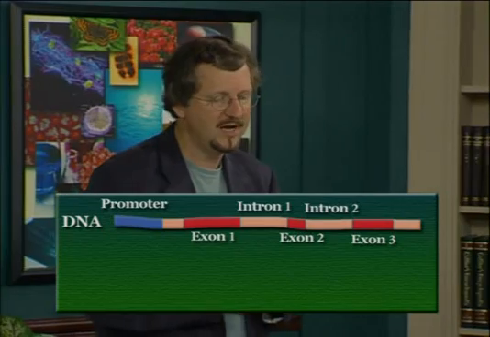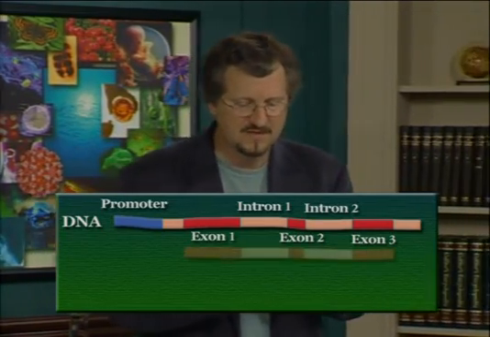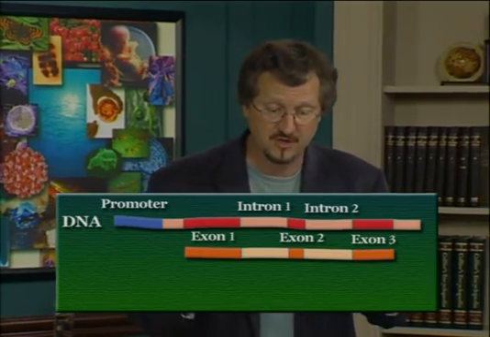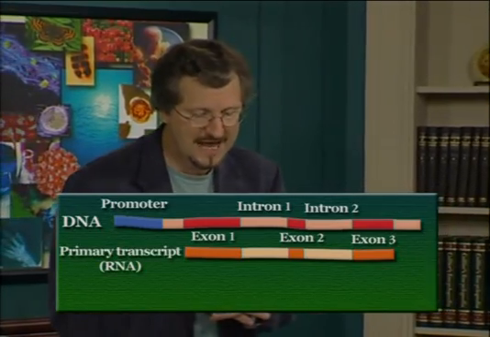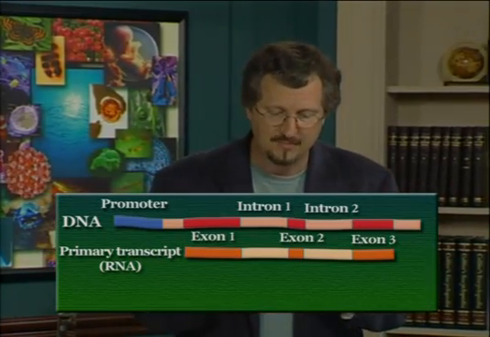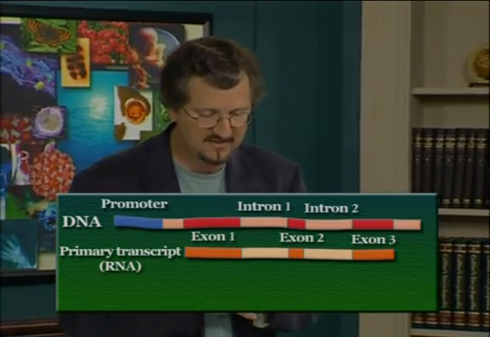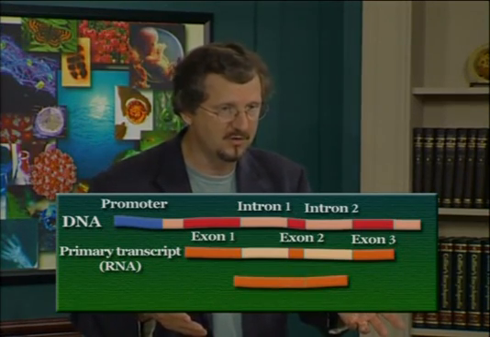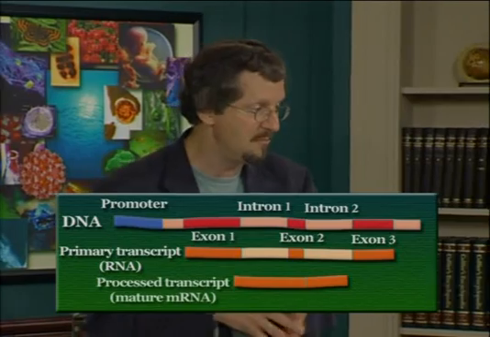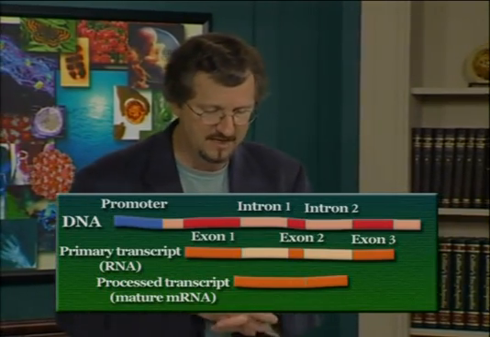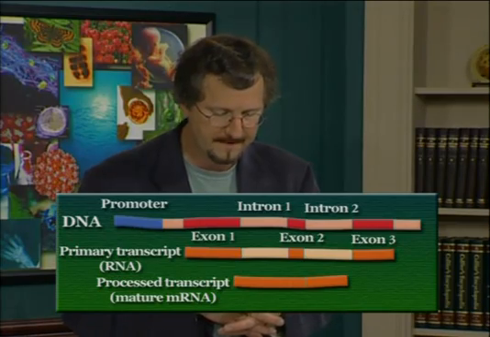So then we call the product that's originally produced from a transcription unit the primary transcript, and we now know that the primary transcript of a section of DNA has to be processed by some sort of cutting and splicing, and the resulting RNA molecule we refer to as mature messenger RNA or a processed transcript. There are a number of other names that are used to describe that.